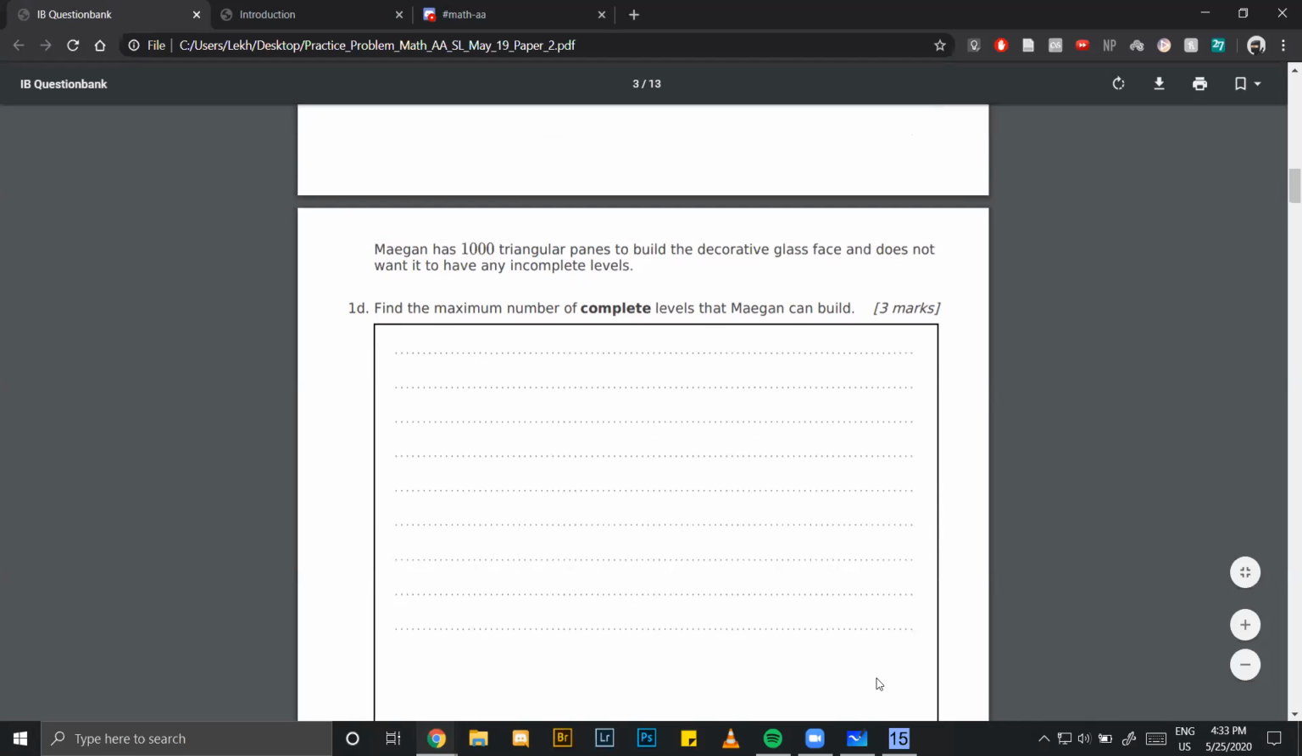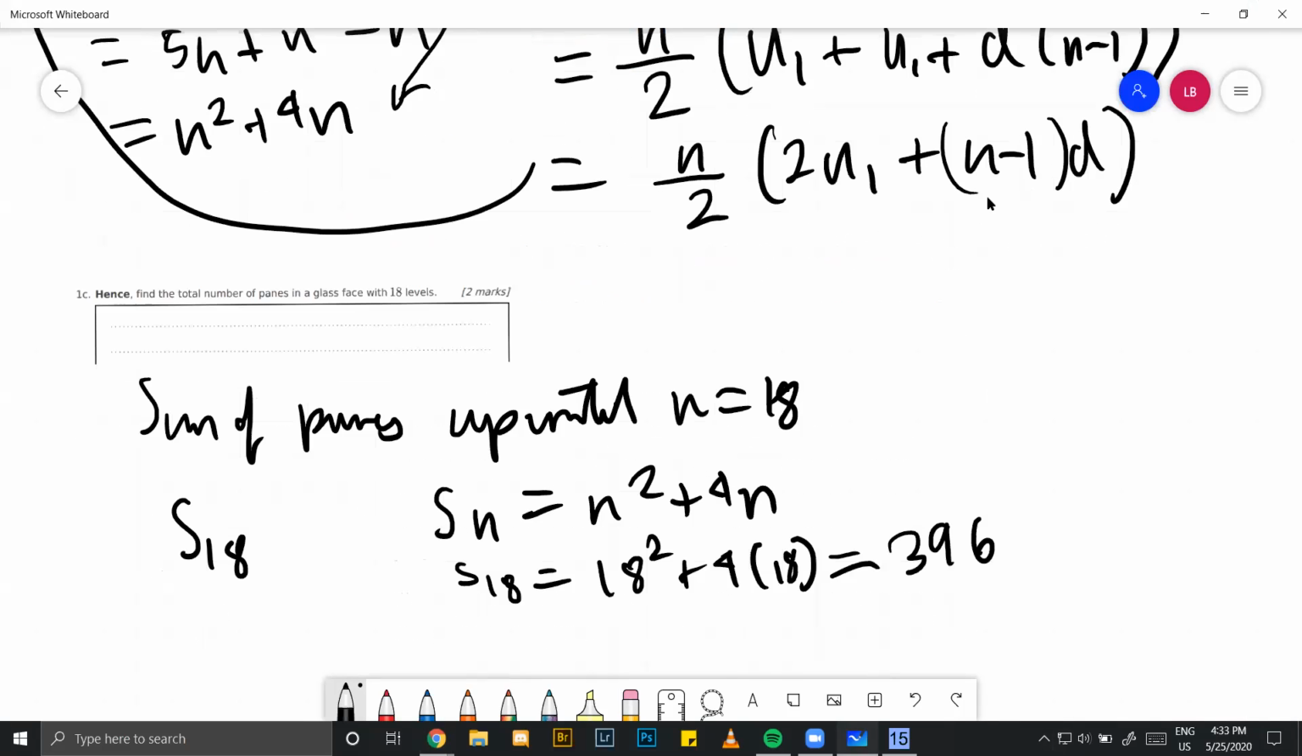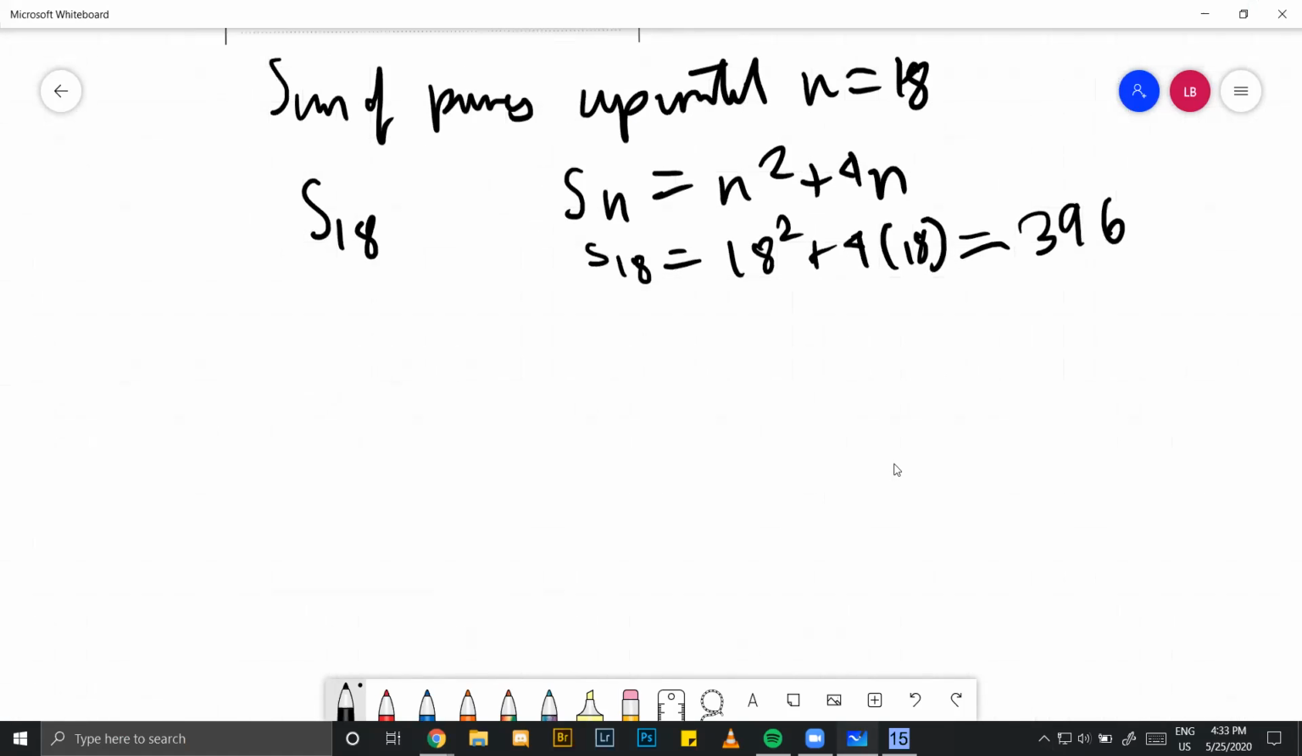Now that you have an expression for the sum, Sn is going to give you the total number of panes, and she has 1,000 panes. So you set Sn equal to 1,000. So you get Sn is equal to 1,000.